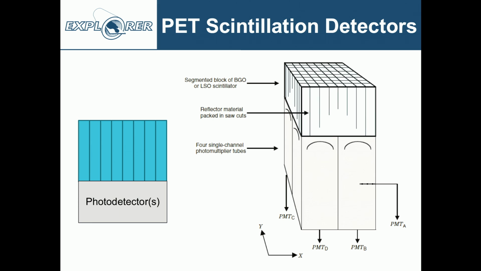And a configuration like this frequently, where you have a segmented array of the scintillator read out by multiple photomultiplier tubes. And so when the 511 keV photon comes in, it interacts and produces a flash of light. And depending on how you segment this array and the reflector materials you use, you can control the distribution of light onto the photosensors and obtain position information.